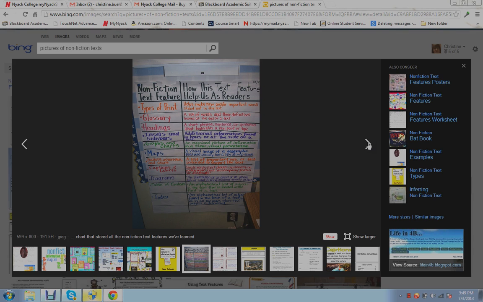Now, as you're doing these different text features, or the strategies that are used to read nonfiction, you do want to make sure that you teach students how to do graphic organizers that go along with them. So compare and contrast, you might have a T-chart. You might also have a Venn diagram. You might be using graphic organizers such as webs to help students see the main idea and the details. For cause and effect, you might have a flow chart. Very important that you also have a graphic that goes with these.